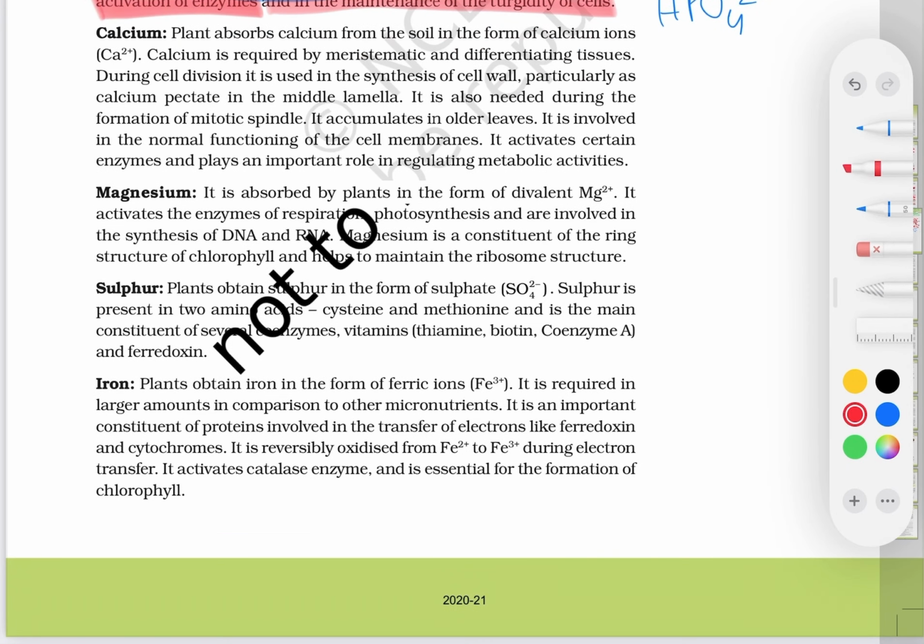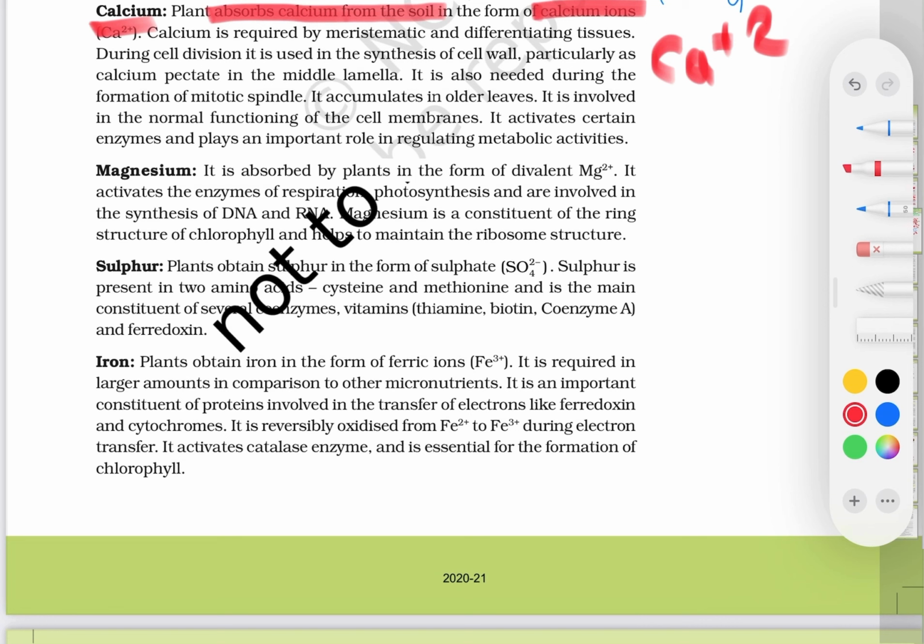Calcium. Where do plants take calcium from? Soil, in the form of calcium ions, Ca2+. Calcium is required by meristematic and differentiating tissue. During cell division, it is used in the synthesis of the cell wall, particularly as calcium pectate in the middle lamella.